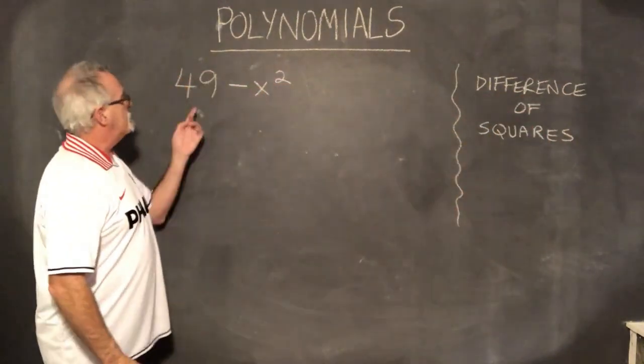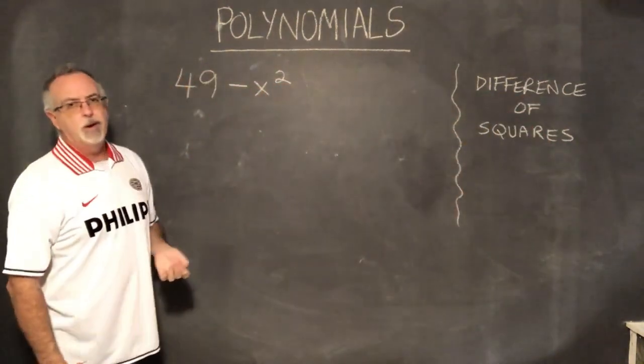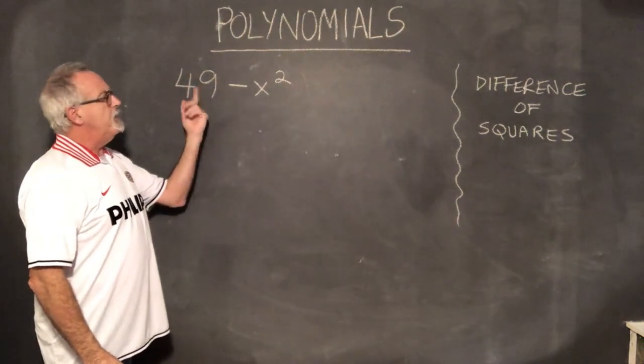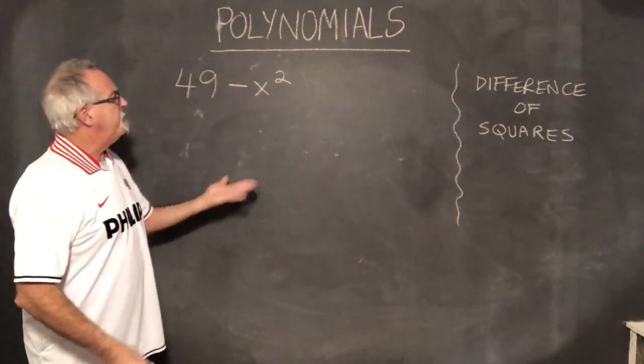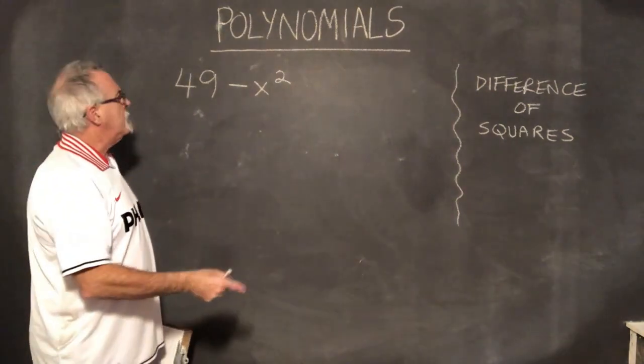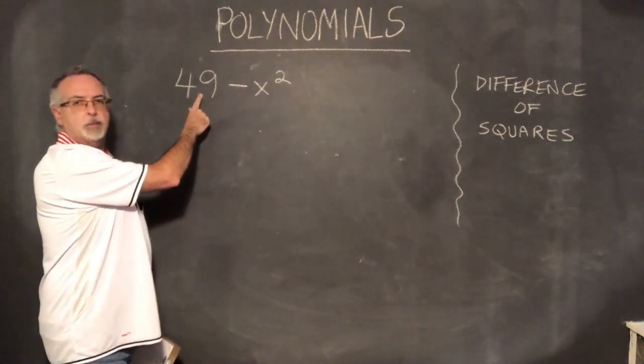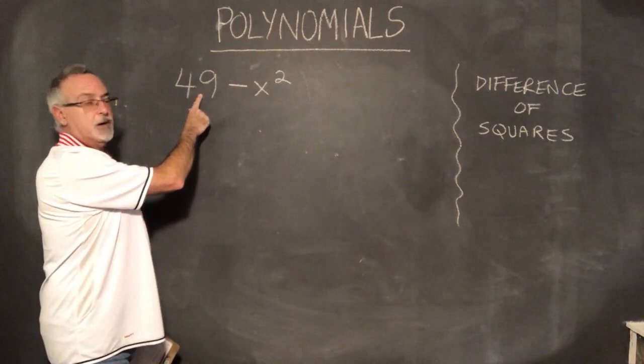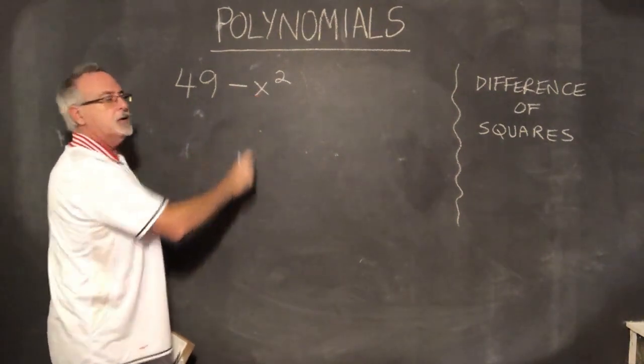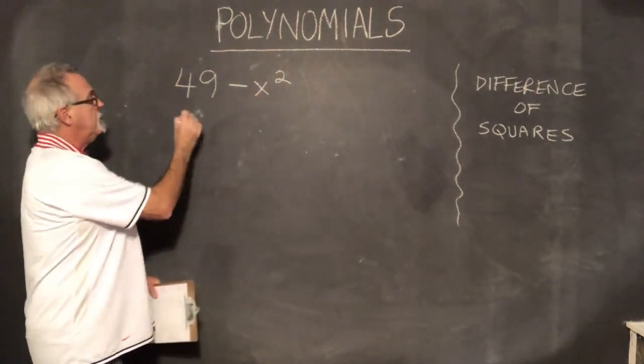First thing I want to do is say, can I factor this with common factor? No. There's no common factor between 49 and a negative x squared. So now I want to think of difference of squares. Is this a square? Yes. I know my multiplication tables. I know 49 is a square. Is this a square? Yes. X squared is clearly a square. So I can do difference of squares.